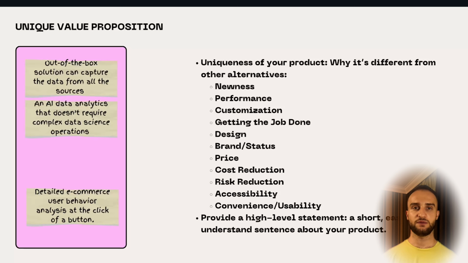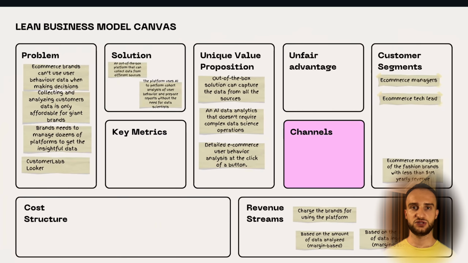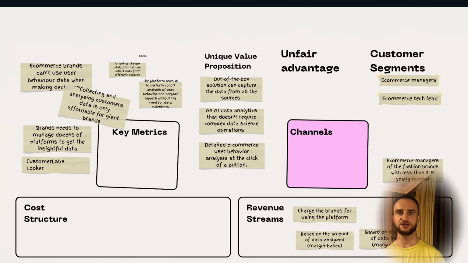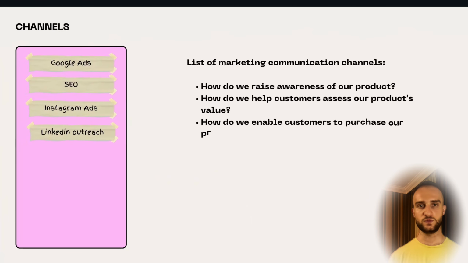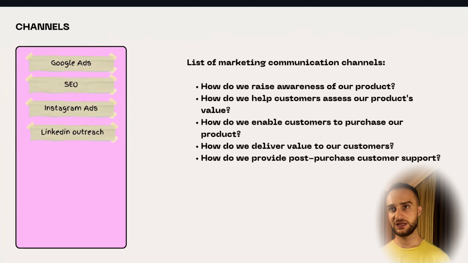So this is our unique value proposition, and now we're going to be defining the channels. And channels, those are simply the ways we're going to be communicating with our niche, with our audience, with our customers. So we just want to list the marketing communication channels. At the beginning, when we don't have any customers, we just want to figure out, okay, how are we going to be communicating to e-commerce managers or e-commerce technical leads so they will be aware of the platform and be able to start using it. Simply, what will be our marketing tools?